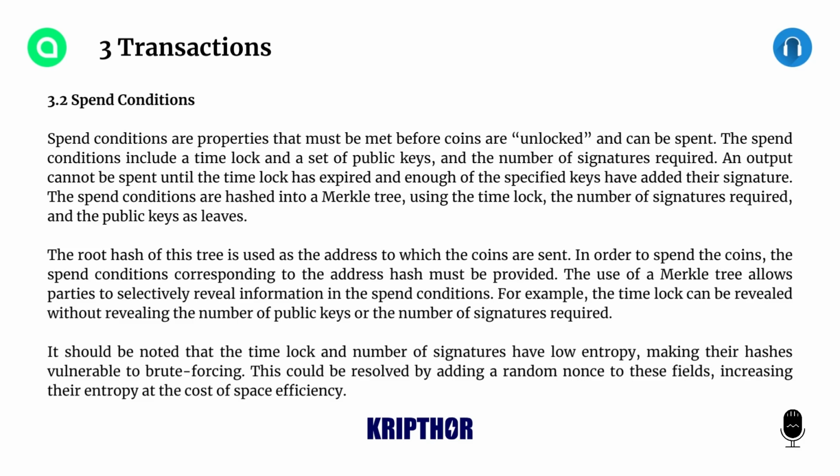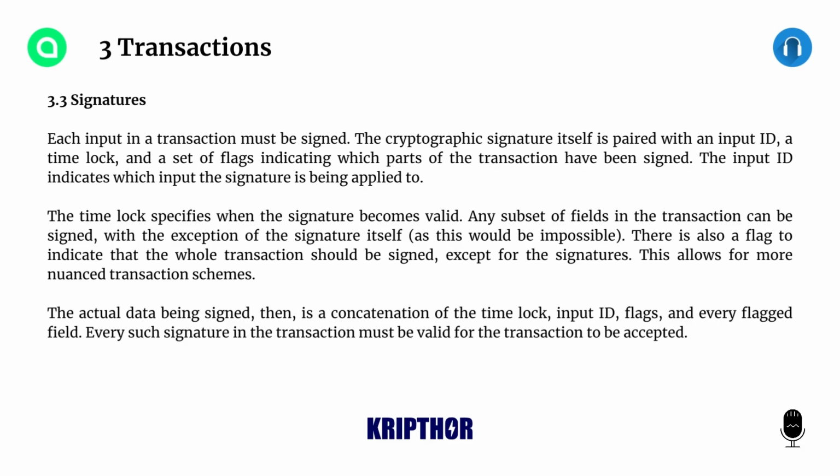In order to spend the coins, the spend conditions corresponding to the address hash must be provided. The use of a Merkle tree allows parties to selectively reveal information in the spend conditions. For example, the time lock can be revealed without revealing the number of public keys or the number of signatures required. It should be noted that the time lock and number of signatures have low entropy, making their hashes vulnerable to brute forcing. This could be resolved by adding a random nonce to these fields, increasing their entropy at the cost of space efficiency.